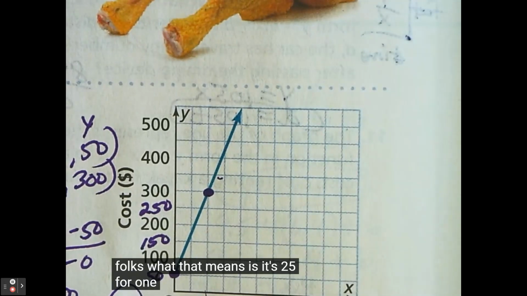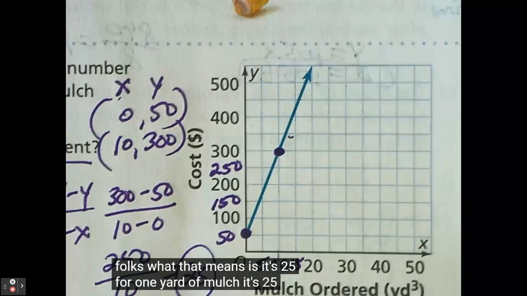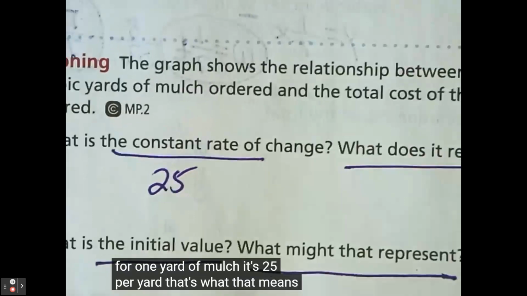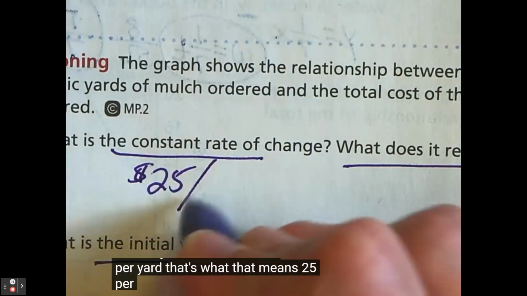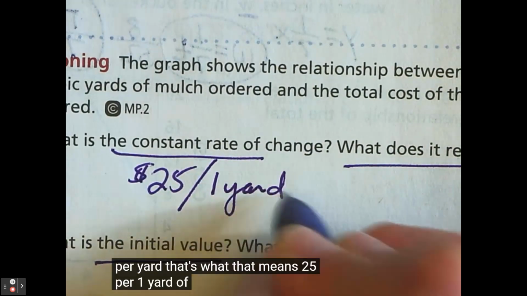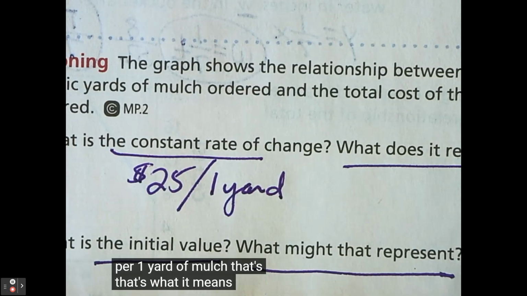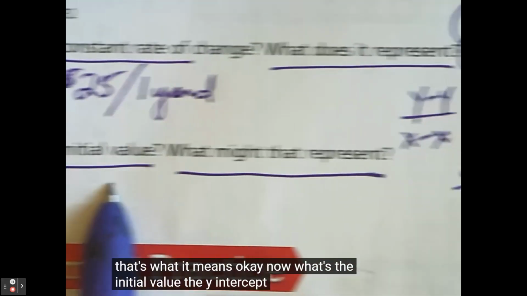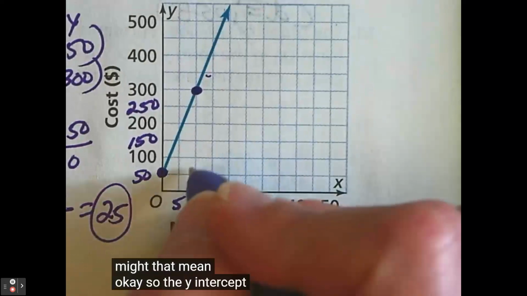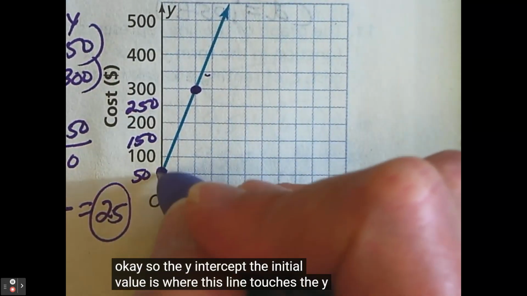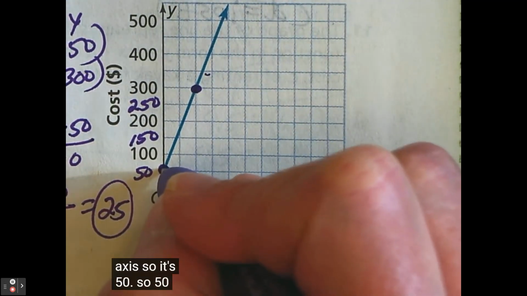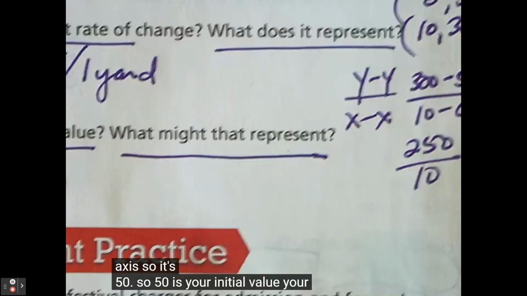So folks, what that means is it's $25 for 1 yard of mulch. It's $25 per yard. That's what that means. Okay, now what's the initial value, the y-intercept, and what might that mean? Okay, so the y-intercept, the initial value, is where this line touches the y-axis, so it's 50. So 50 is your initial value, your y-intercept.